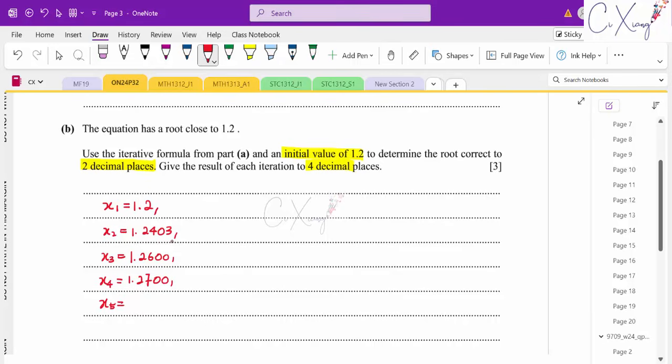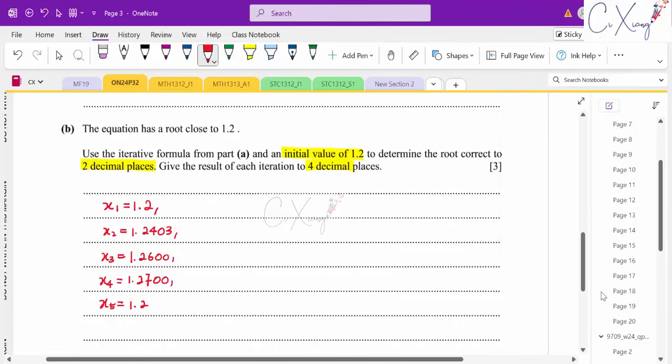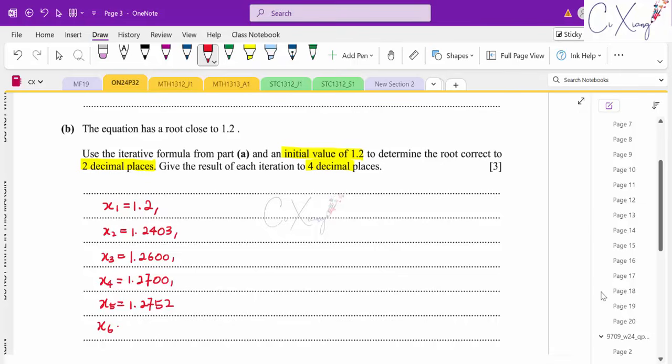Okay, so let's have a look at x5. What's the value of x5 here? Again, we key in 1.2700. Press calculate, key in the value 1.2700, then press the equal sign. We're having 1.2752. So 1.2752. It hasn't repeated yet for the 2 decimal answer.